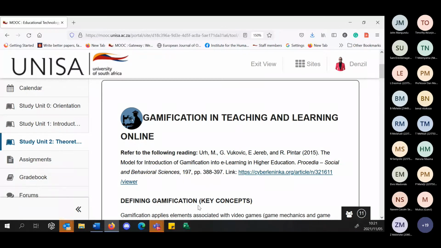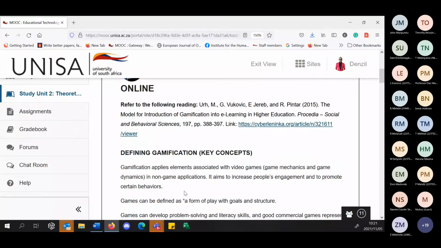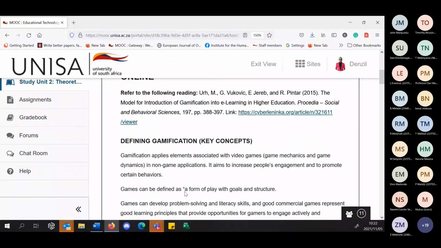And we know for a fact that this is becoming quite critical for us. It's a space for us to tap into, because this is where we can develop some of those core skills of our students. The article is entitled "The Model for Introduction to Gamification to E-Learning and Education." There are a few articles, but I thought this was quite a nice article for a foundation, right?